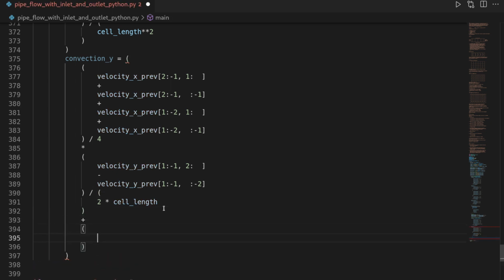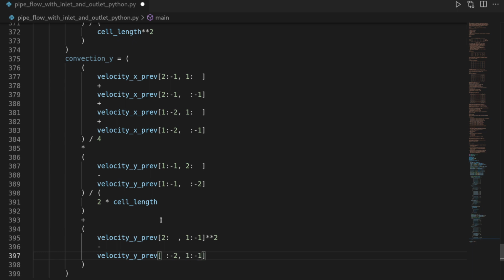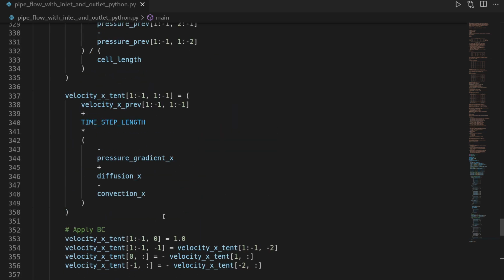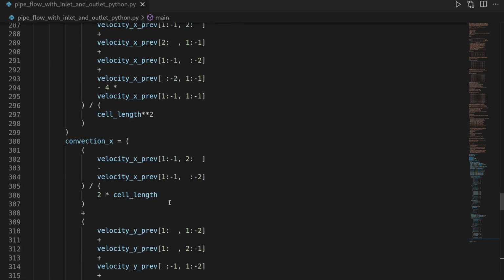So we do a plus velocity y previous in the y direction from 2 to the very end, and then x direction, just the interior. And then we have to square it and subtract the velocity y previous from the beginning all the way to the second to last element, excluding that one, and then 1 to minus 1 interior. And we have to square it, and I think I've probably forgotten the squaring up here. Let me check. Yes, so here you should also, of course, square it in order to get the nonlinearity in our convection.